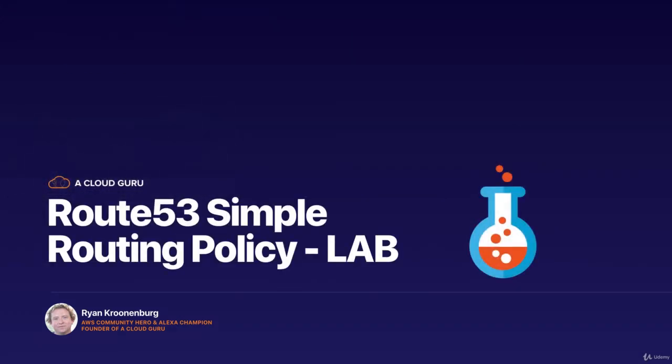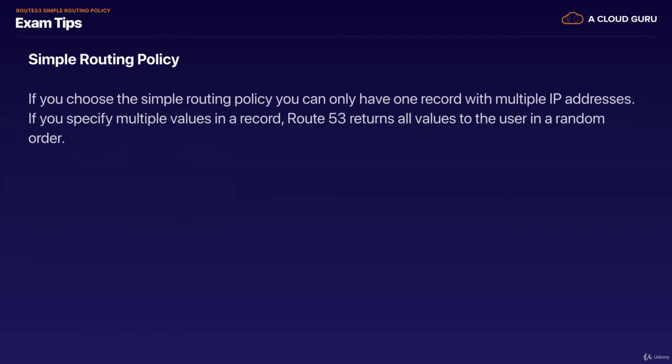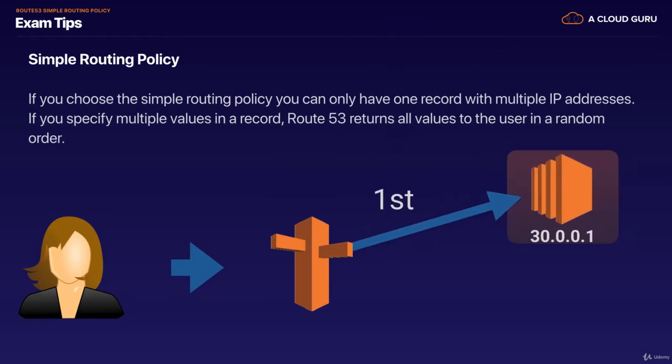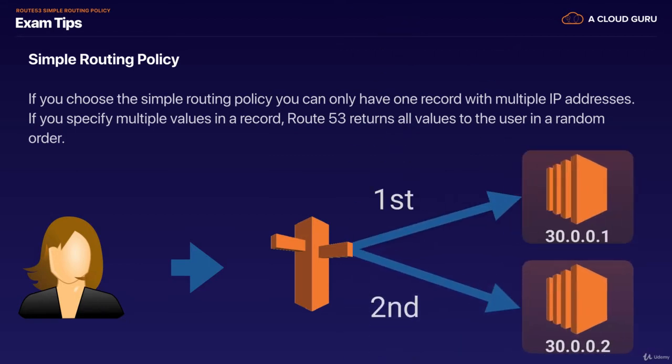In this lecture we're going to look at our simple routing policy. Simple routing policy is basically where you can only have one record with multiple IP addresses. If you specify multiple values in a record, Route53 returns all values to the user in a random order. So we've got our user, they're making a DNS request to Route53, and we've got two IP addresses in here. Our first is 30.0.0.1, our second is 30.0.0.2, and basically Route53 just picks these in random orders.